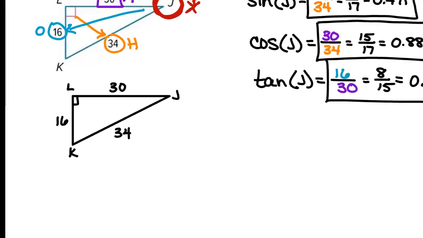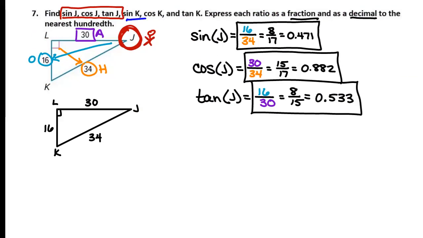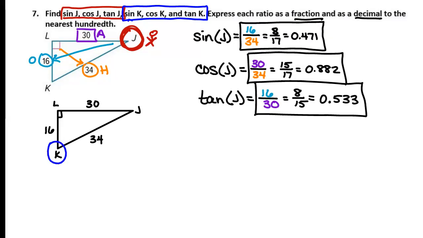And then I want to do the exact same thing for sine, cosine, and tangent of angle K. So now I'm standing here. My hypotenuse stays exactly the same. The hypotenuse is still 34. But now 30 is my opposite side, and 16 is my adjacent side.